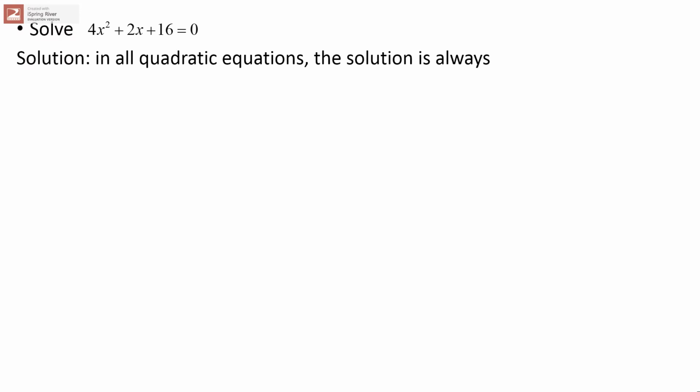Quadratic equations have a solution of the form x equals negative b plus or minus square root of b squared minus 4ac over 2a. We are now going to identify the coefficients. A is 4, b is 2, and c is 16.